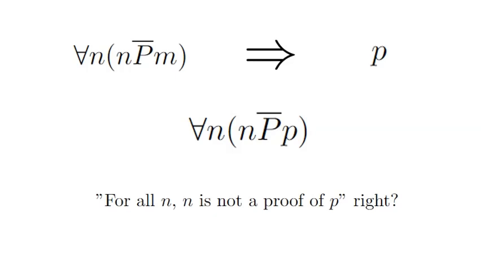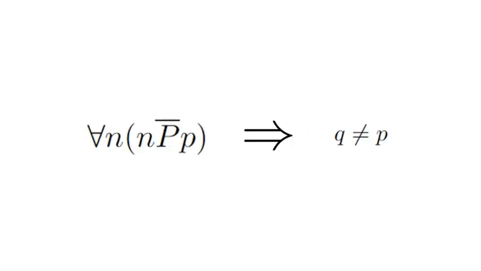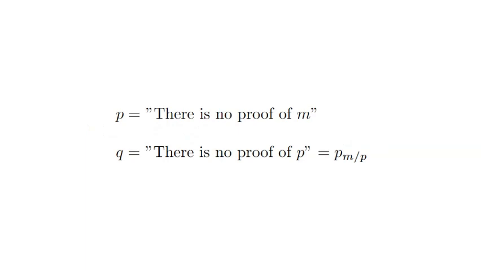To better appreciate this, let's just go back to natural language. Consider the statement P that says there is no proof of M. Now consider the statement Q that reads there is no proof of P. They are different. One has an M, the other has a P. The second statement, Q, is not actually P substituted on itself, which is different than P.